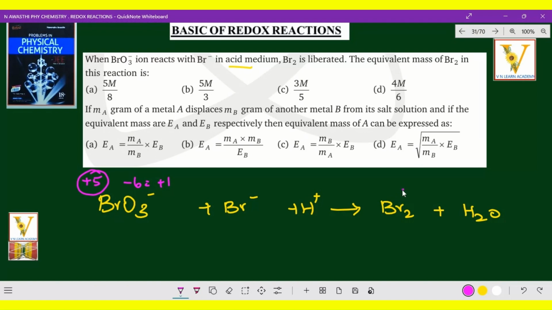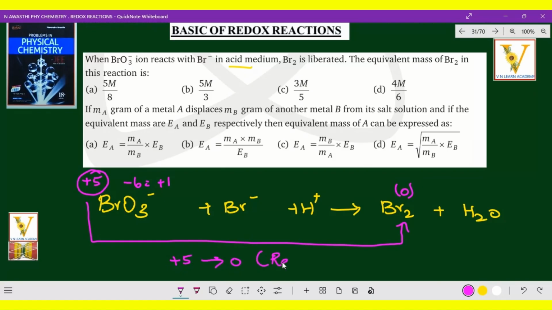Whereas here, Br2 is in the elemental state, so the oxidation number is 0. So plus 5 is converted to 0, which means it is a reduction reaction. In the same way, here Br minus has an oxidation number of minus 1, whereas here it is 0, the elemental state. So minus 1 to 0.